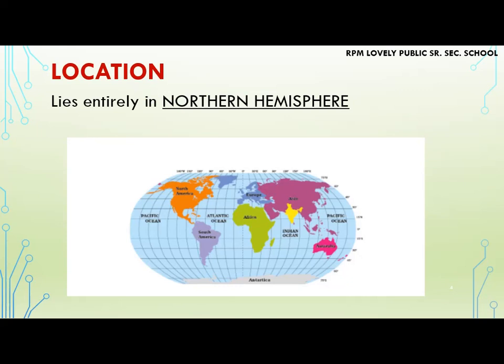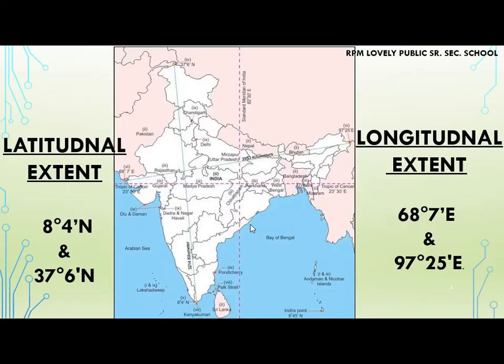India lies entirely in the northern hemisphere. You can see in this figure also that India is located in the south of the Asian continent and it is completely in the northern hemisphere. India's latitudinal extent is 8 degree 4 north and 37 degree 6 north. India's longitudinal extent is 68 degree 7 east and 97 degree 25 east.